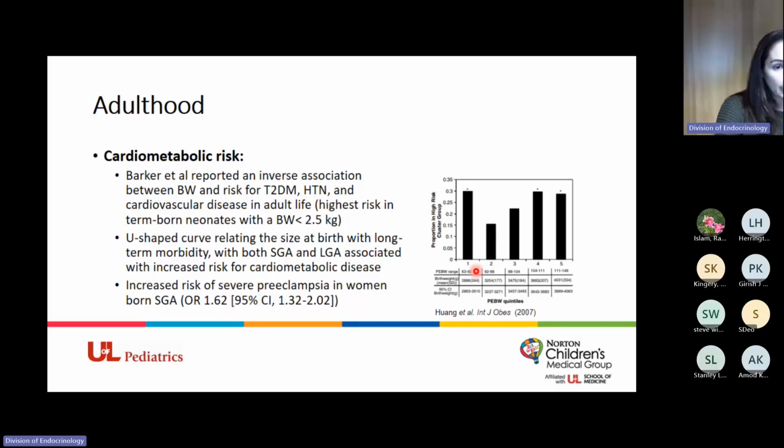Now, in adults, SGA babies actually have increased risk of having type 2 diabetes, hypertension, and cardiovascular disease. They mentioned that there is a U-shaped curve relating the size at birth with long-term morbidity. Here is SGA, then this is AGA babies, and the last two here are macrosomic or LGA babies. So the risk we see is higher for small babies and for large babies, and it goes down for those that have a normal birth weight. And usually females born SGA will have a risk of severe preeclampsia later on in life as well.